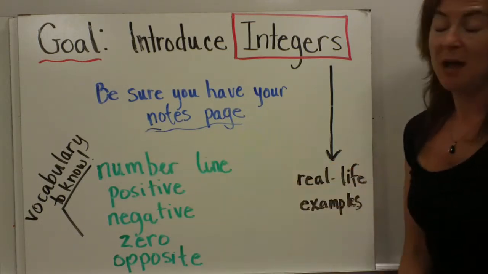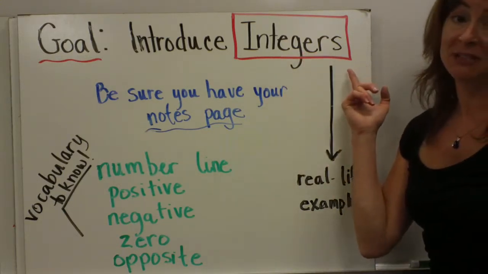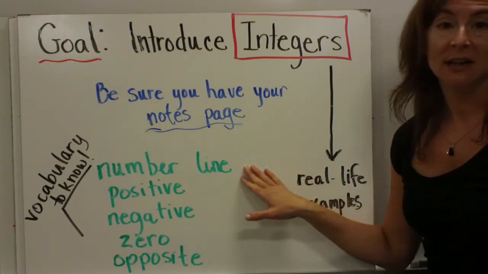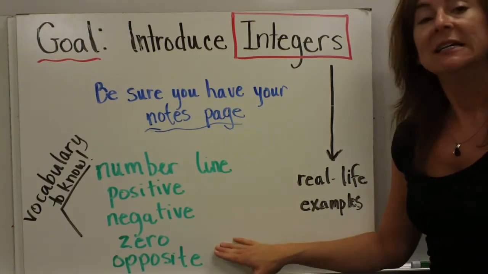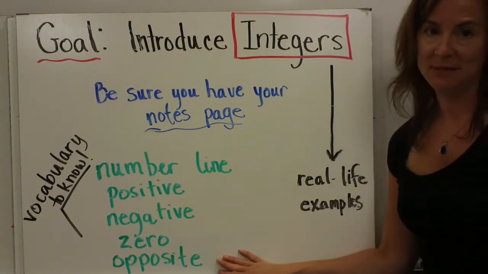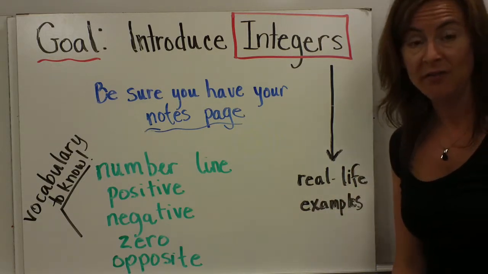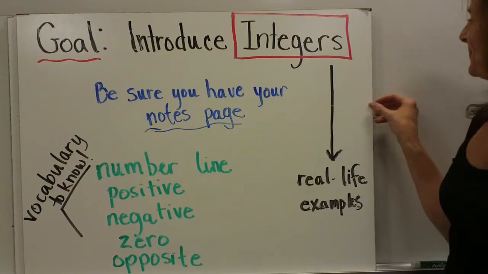These are the vocabulary words that we're going to go over today. Of course, you need to be able to define what an integer is, as well as understanding the number line, positive and negative integers, zero, and opposite. We are then going to take a look at some real-life applications for these vocabulary words.